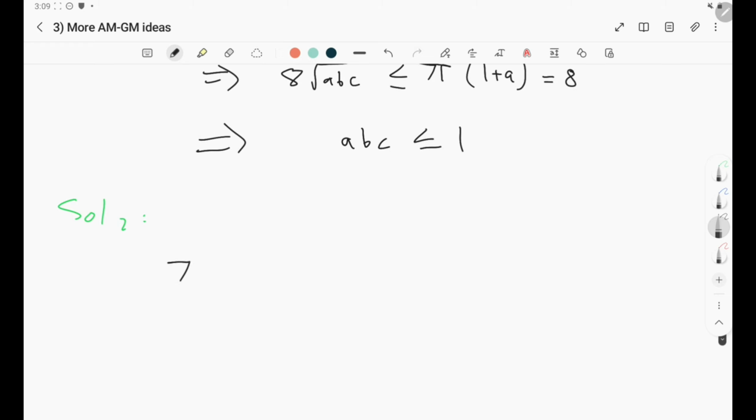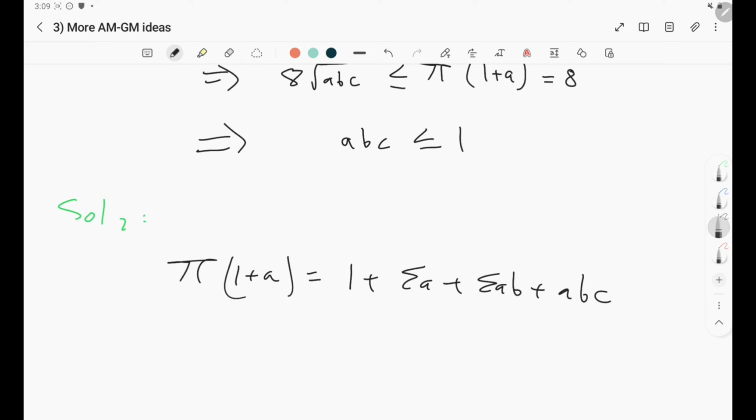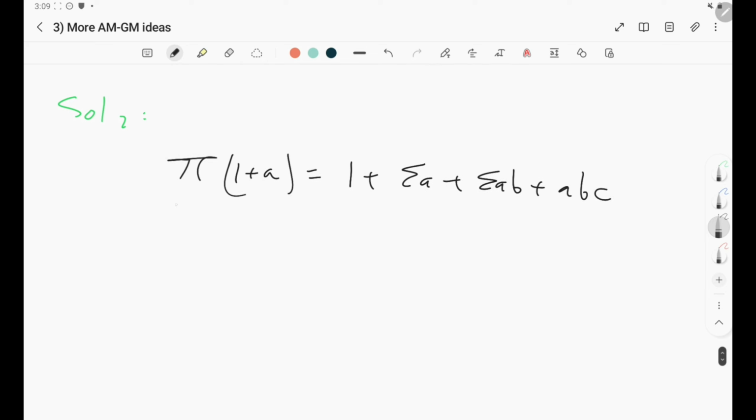So let's expand this. Of course, we will get 1, we'll get sigma A, we'll get sigma AB, and ABC. By the way, it's really important that you can expand really quickly, and you can just think about this logically. We have 8 terms, 2 to the 3, so these are 8 terms: 1 term, 1 term, 3, and 3. Okay, so we expanded that. We know this is equal to 8, so that basically means that sigma A plus sigma AB plus ABC is equal to 7.